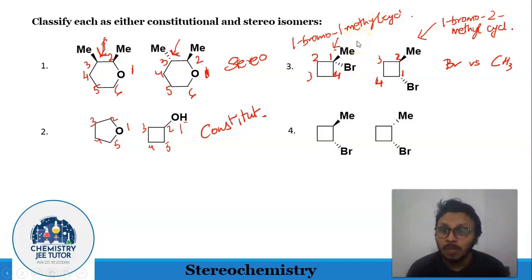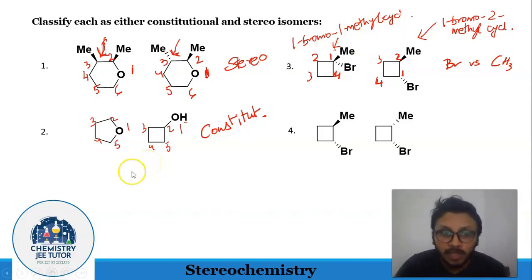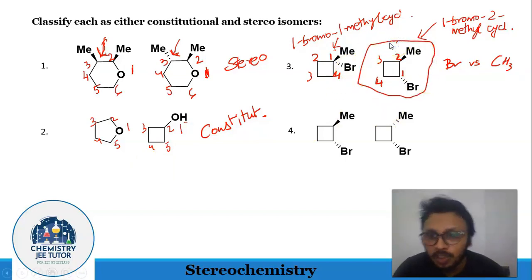That is, both the bromo and the methyl groups are attached to the 1 position. In this other case, the bromo group is attached to the 1 position, but the methyl group is attached to the 2 position. That means the arrangement of the atoms in space is different. We first see the arrangement of the atoms, and if the arrangement of atoms in space is the same, then we see the orientation of atoms in space. So as soon as the arrangement of atoms in space becomes different, the first condition itself becomes negative. So we don't need to go to the second condition and verify it. Yes, constitutional isomerism.